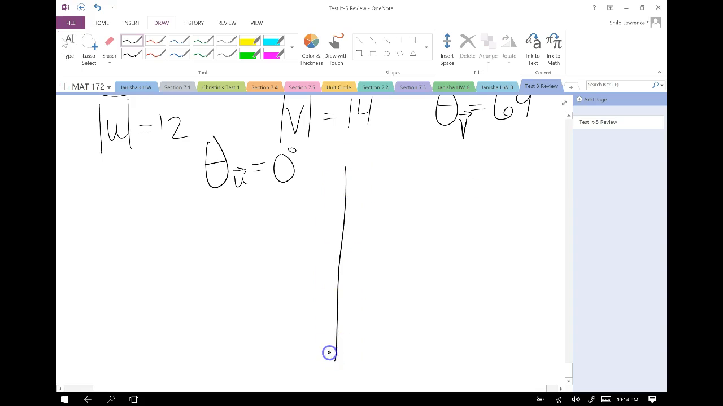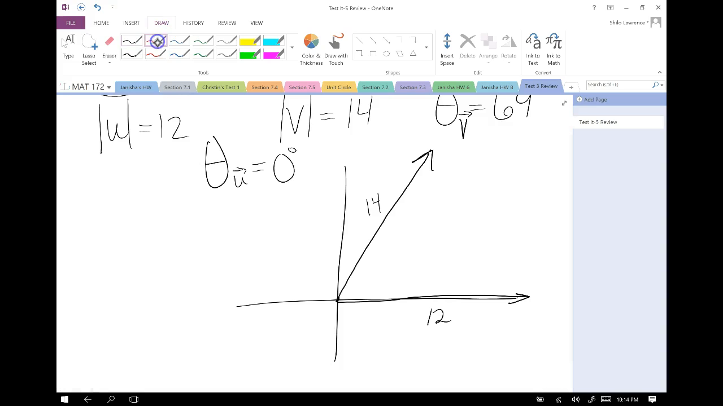So on a graph, V is pointing up here, and U is down here. This has a magnitude of 12, and this has a magnitude of 14. And I want to know what happens if I add them together. And when you add them together, it always ends up somewhere in between.